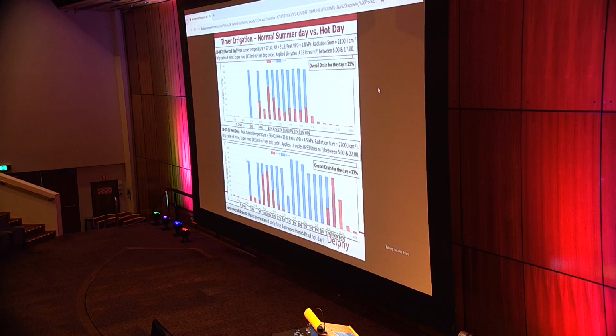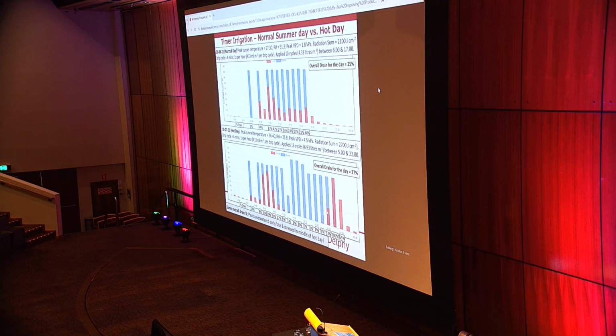Then on a hot day, 36 degrees, relative humidity much lower, 25, 26%, VPD 4.5, very stressful, 2,700 joules. On this day, again, 4 minutes, 1 per hour, 16 cycles were applied between 5 in the morning and 10 o'clock. But you can see here that although there was good drain in the morning, during the afternoon, during the highest period of radiation, there was no drain. And at this point, we're not meeting the evapotranspiration demand of the crop. So effectively, the substrate is drying out.